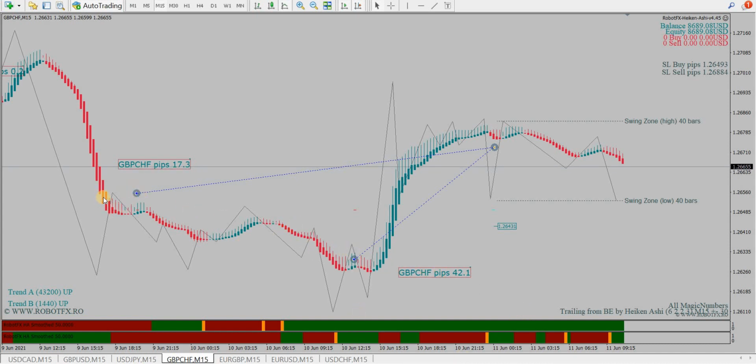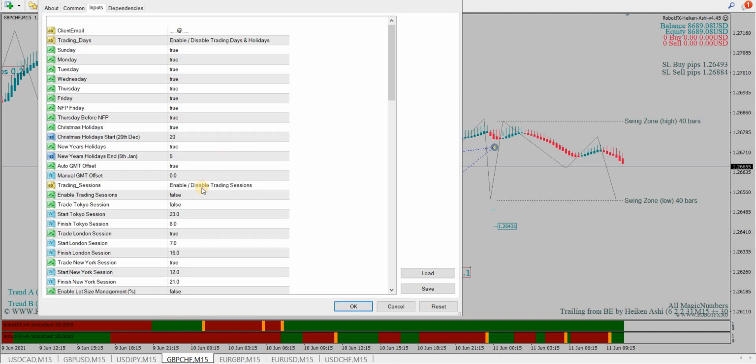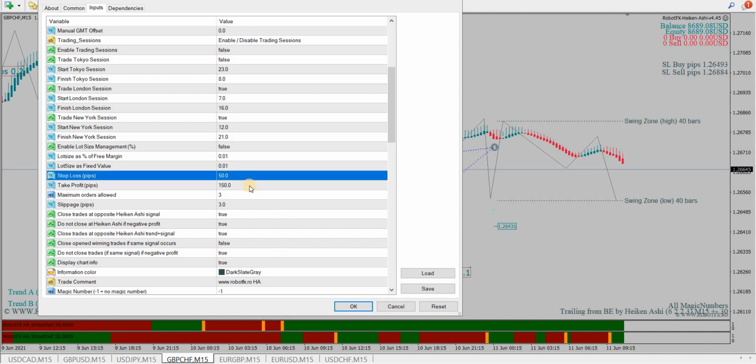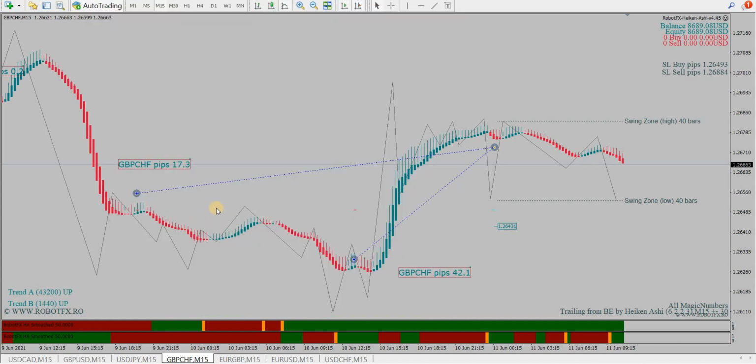So we have one trade here. The Heiken Ashi changed color from down into up, from red into green. So the Expert Advisor opened the trade right here. The stop loss was 50 pips. I'm using a take profit of 150, but it is usually never reached, because the Expert Advisor closes the trades when the Heiken Ashi changes the color back. But it's good to be there.